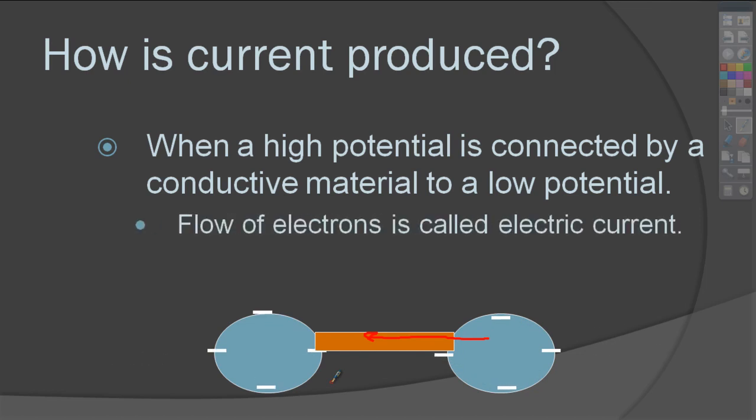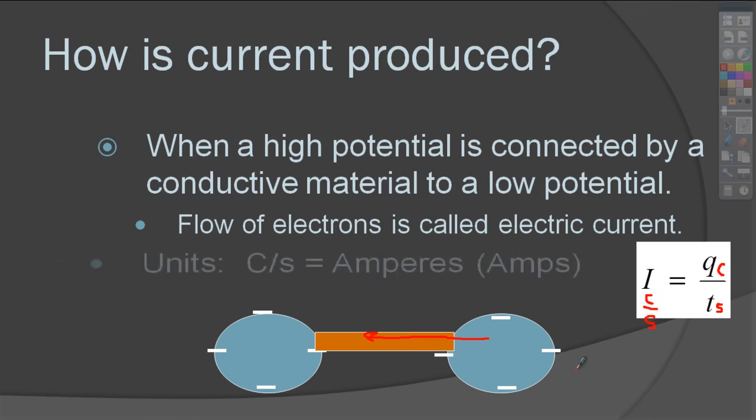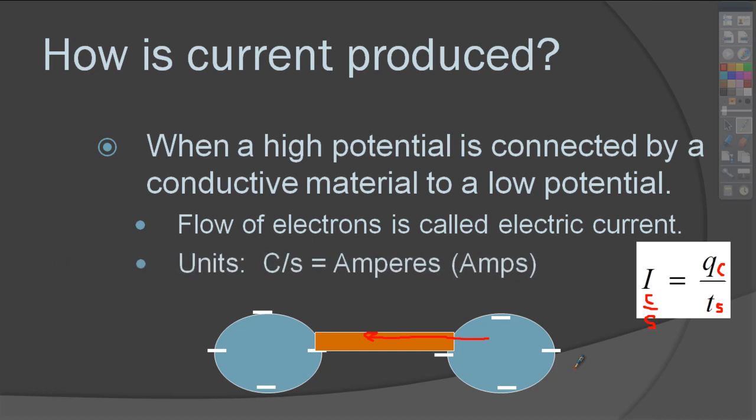So a flow of electrons is called the electric current. Currents, we have the symbol I. I stands for current. Don't ask me why, it's probably some Latin thing. Which equals charge per time. So charge per time gives you current. And if charge is in coulombs and time is in seconds, current is going to be in coulombs per second, which we're going to give its own special name here in a minute, which is amperes.